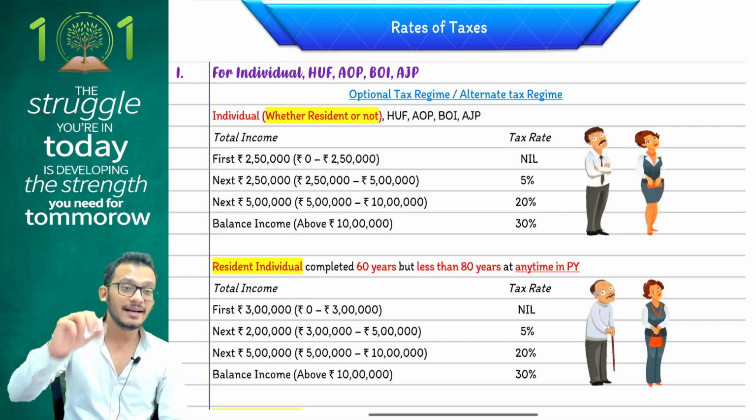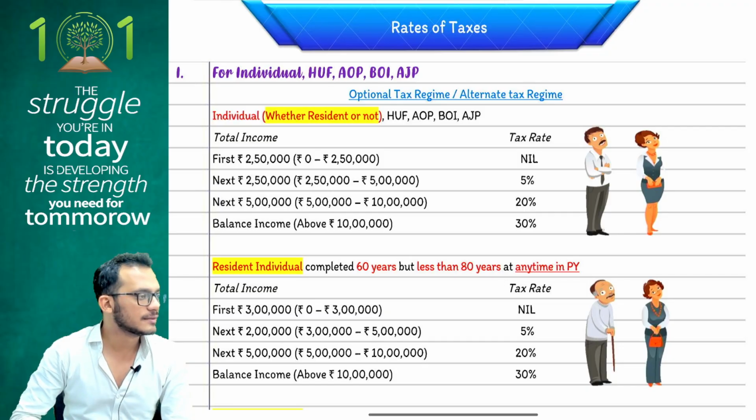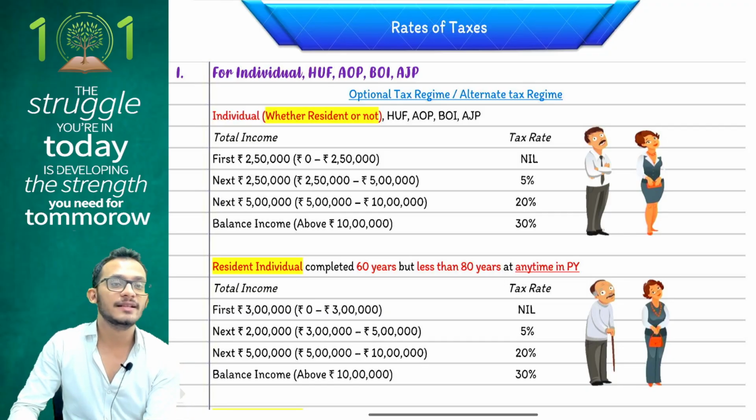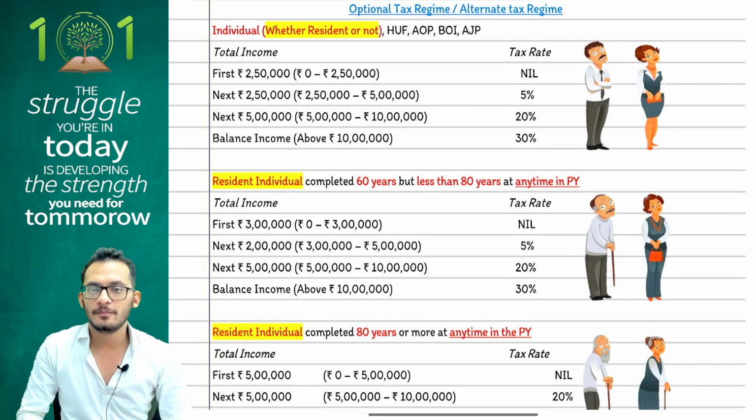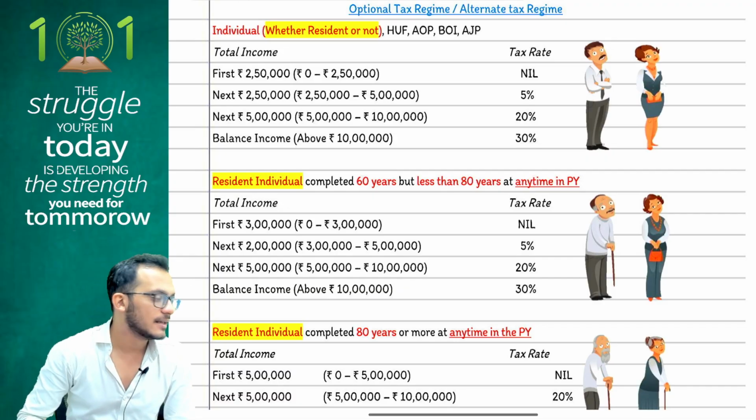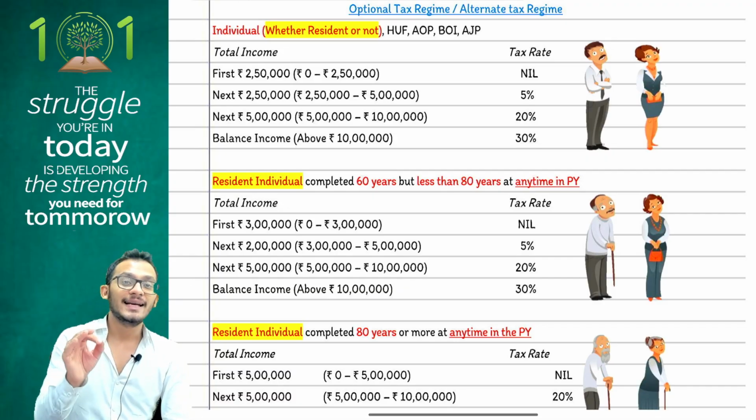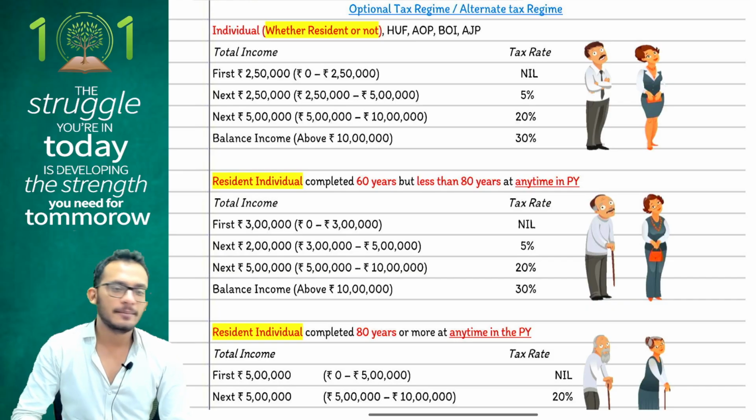If I am a resident senior citizen, age 60 to 79, my slabs are 0 to 3 lakhs 0, 3 lakhs to 5 lakhs 5%, 5 lakhs to 10 lakhs 20%, after 10 lakhs becomes 30%. If I am going to be resident senior 80 and above, then I am going to have 0 to 5 lakhs 0, 5 lakhs to 10 lakhs 20%, above 10 lakhs becomes 30%.